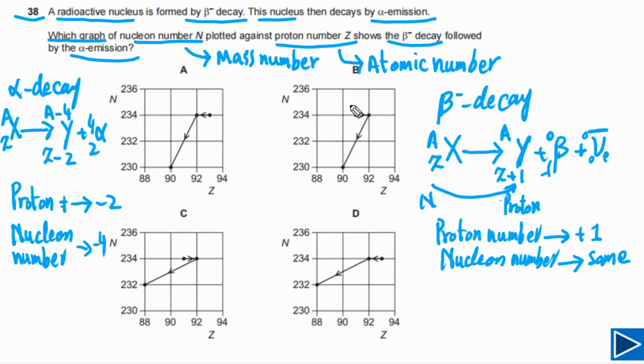If you look at option B, in this case you can see proton number increases by 1 and the nucleon number does not change. So this one is true for beta minus decay. Now if you look at the second part, proton number decreases by 2 and nucleon number decreases by 4, and this is true for alpha decay. So our answer for this question is B. This one is the right answer.